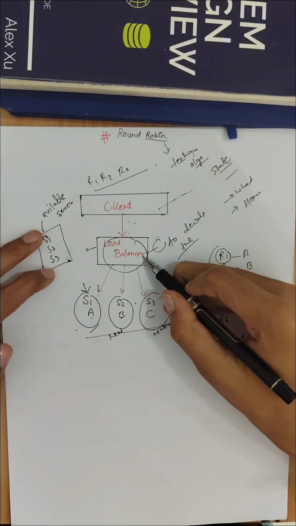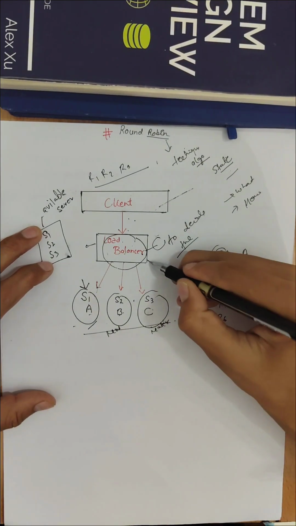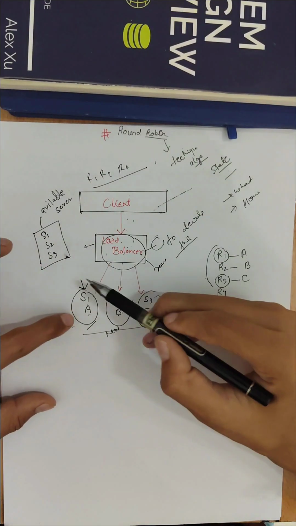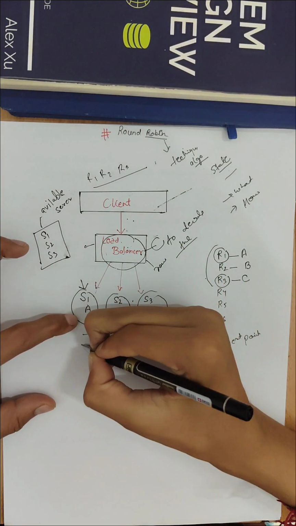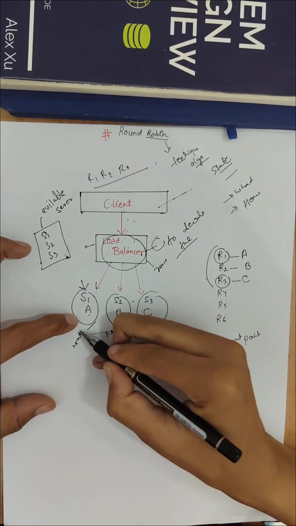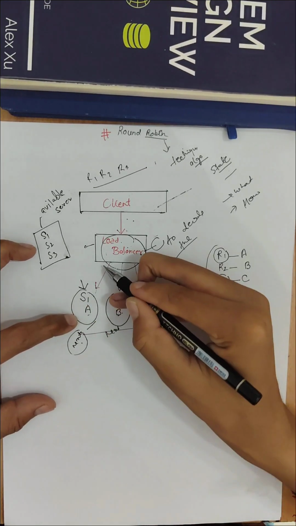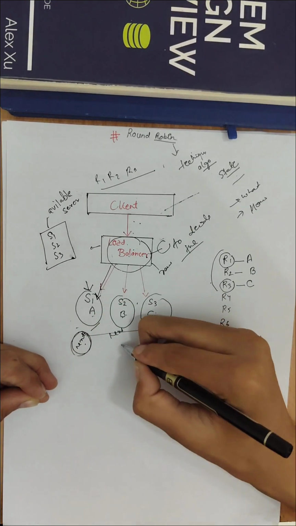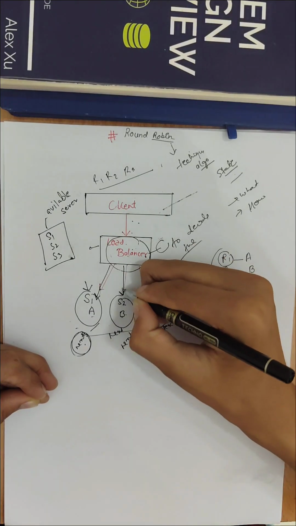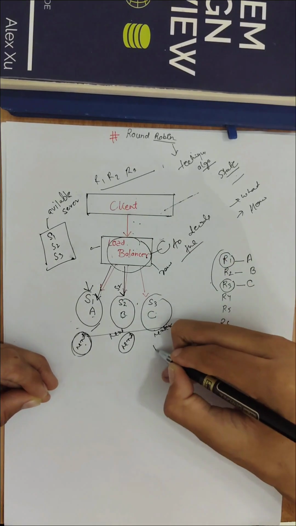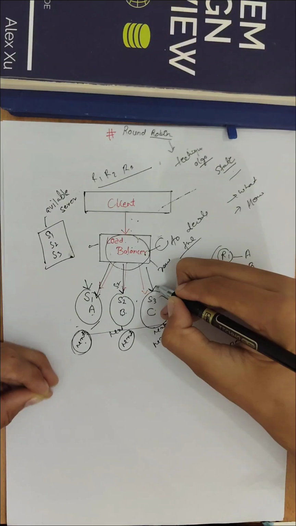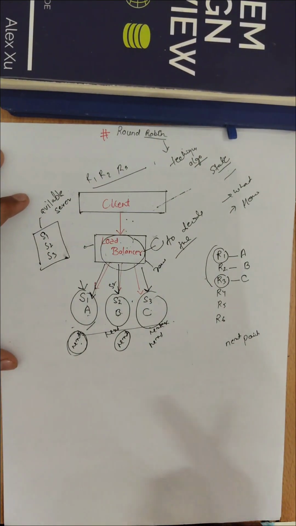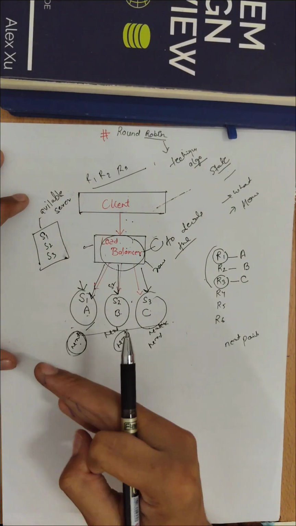That's how the load balancer knows that we have three servers, and if we are using round robin, how will the load balancer distribute the data? In the starting, the next pointer is here, so the request will pass on to server 1. Once server 1 gets the request, the pointer will move to server 2. Server 2 will get the request, then the next pointer will move to the third server, and the third server gets the request.